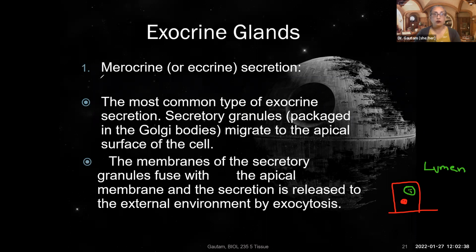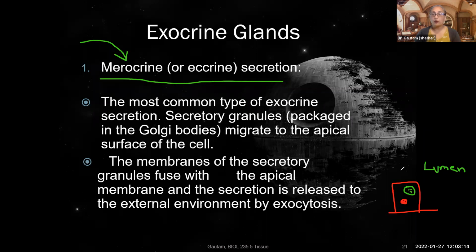So merocrine, also called eccrine secretion, is one mechanism of secretion. So when I ask you to provide the mechanism of secretion for such and such gland, what I'm asking you is how does that secretion occur? Okay, so the mechanism of secretion is going to be either merocrine, apocrine, or holocrine. What that means is, how is this chemical released?